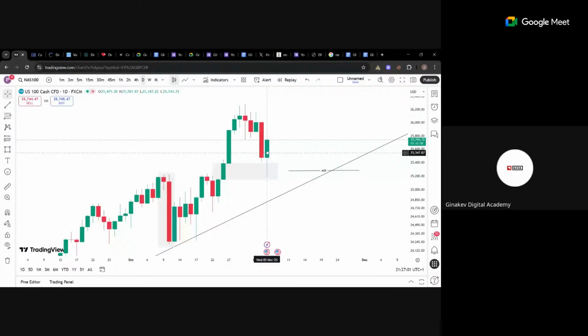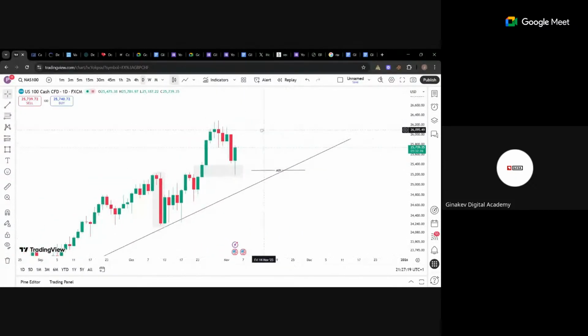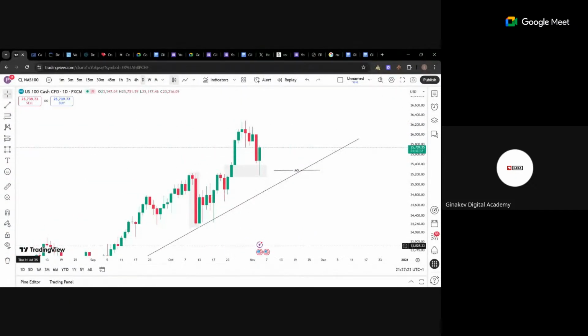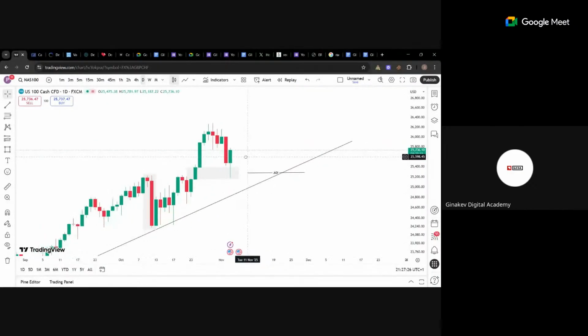So this is what I mean by area of interest. You understand, you can still do more research. This is your resistance zone turning into a support zone. This is your break of structure, and you still have a fair value gap. So what do you think? It's very clear. These are key confluences that tell you that price is still going to continue to the upside, and price is also going to use this zone to continue.